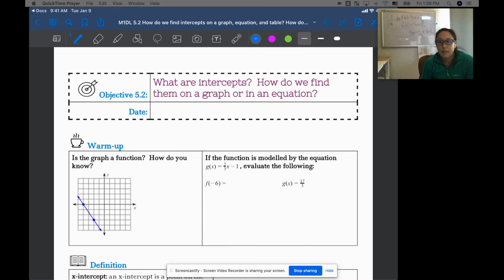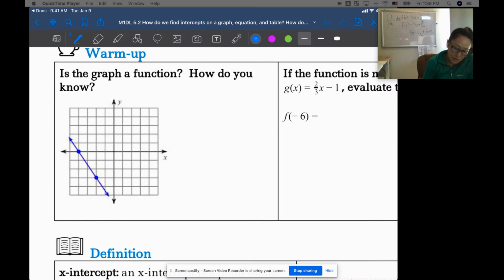Today we're looking at intercepts and how to find them on a graph and in an equation. So if I look at this first problem, is the graph a function? Remember, we can use the vertical line test to see if a graph is a function. We pass the vertical line test. At every x value, there's only one expected y value. So it passes the vertical line test.